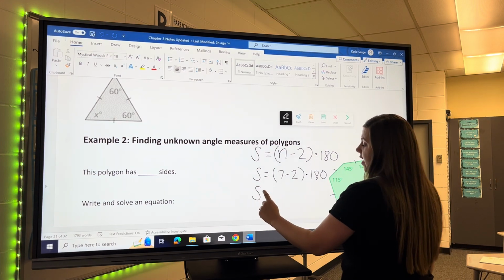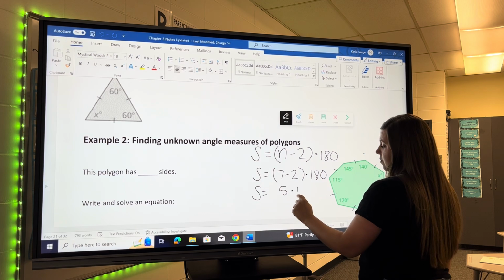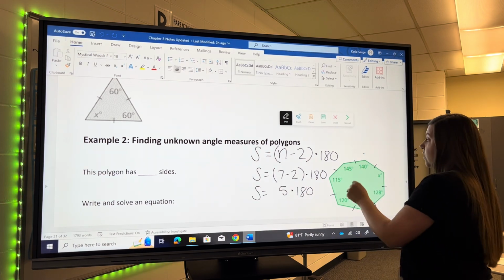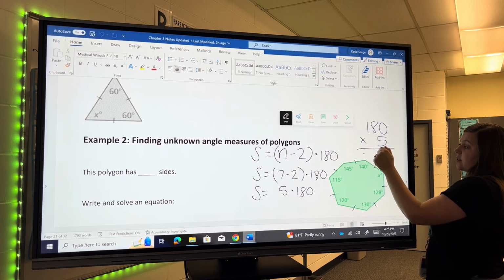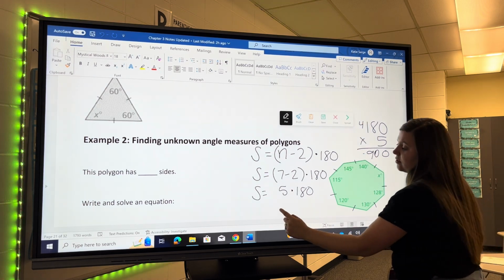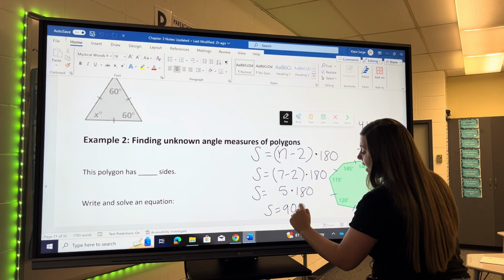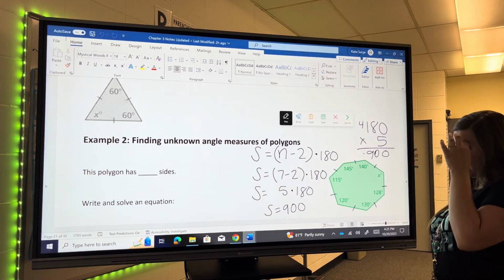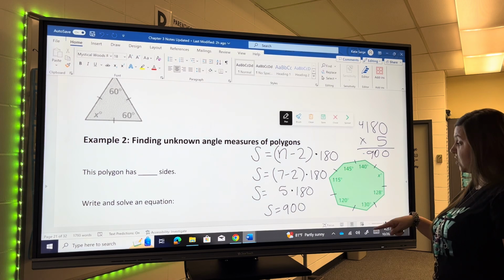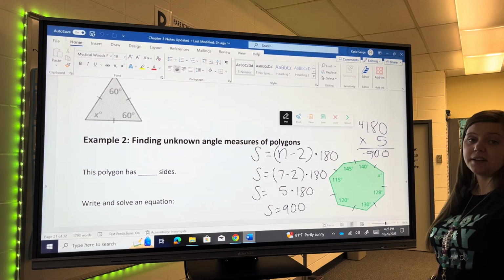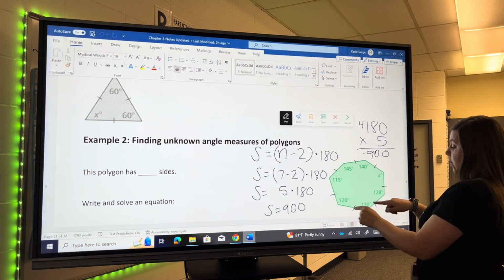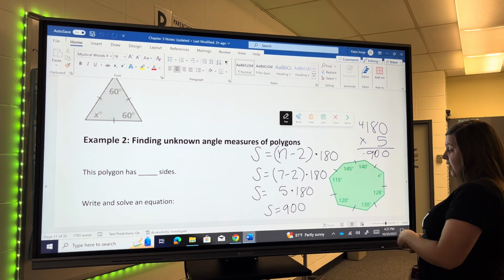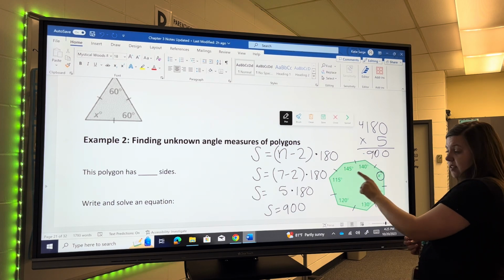So we get S is 5 times 180. When you figure that out, we should get 900. So the sum is 900, but that is not all that you do, okay? That's just telling you that all of these numbers together should equal 900, okay? So what we need to do is add all of the ones that they give us and then figure out what is missing, okay, to get us to 900.